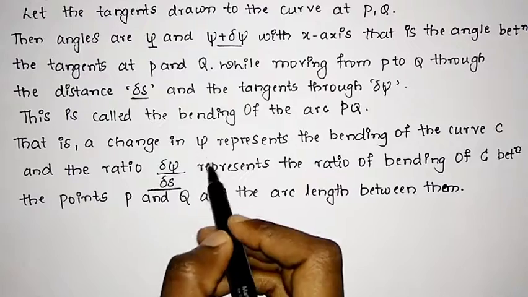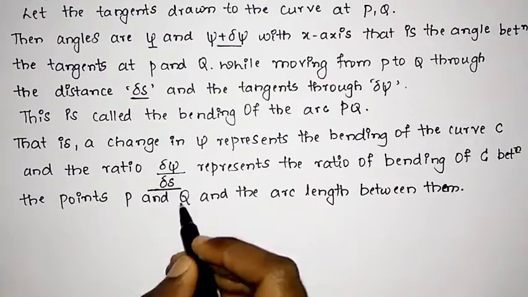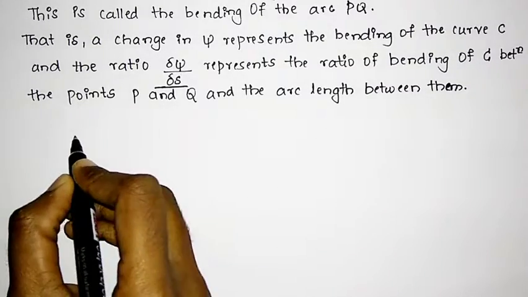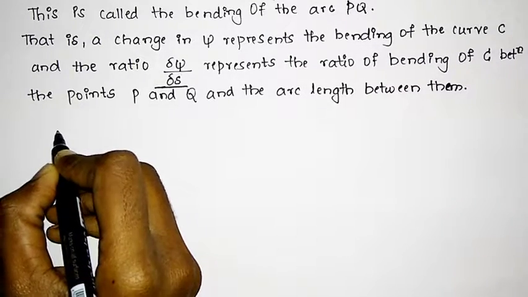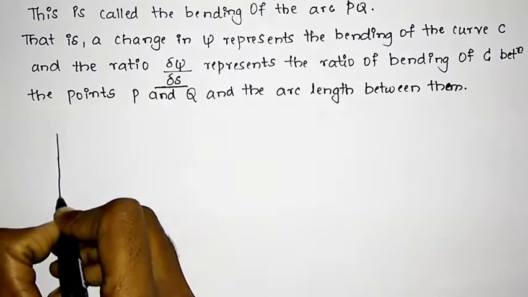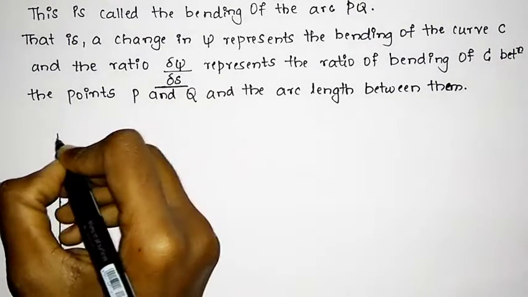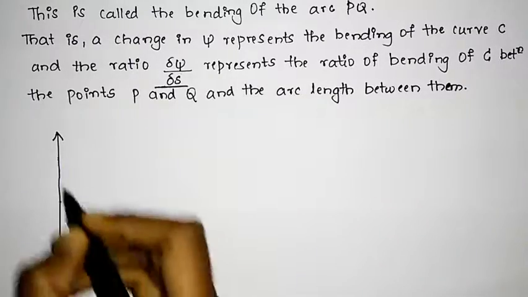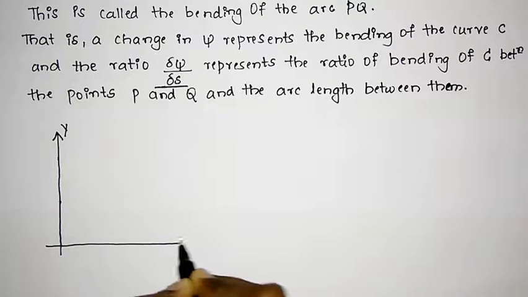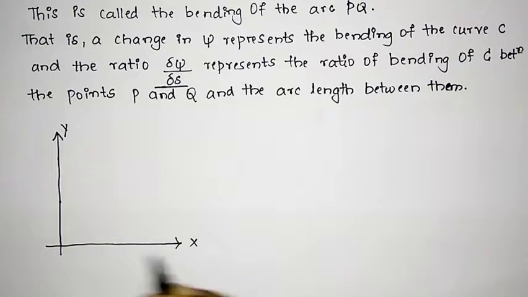So using all these parameters, now we shall construct the graph to determine the curvature. First we shall consider the two axes. This is the y axis, and then one more axis, the x axis, and this is O, the origin.